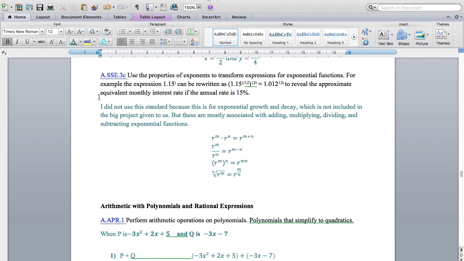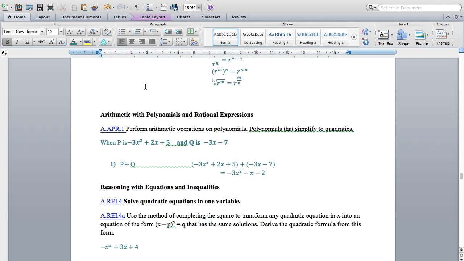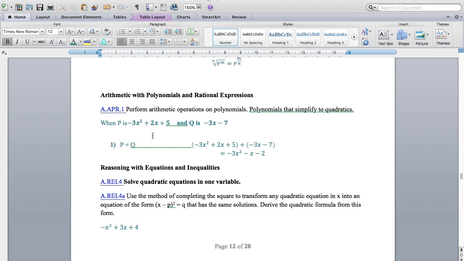And for this one, A-SSE 3c, I had to learn the skills to answer this, which is mostly related to exponential growth and decay, like adding, subtracting, multiplying, dividing the exponents. Arithmetic with polynomials and rational expressions. For A-APR, I've learned that we had to replace the equations or numbers of the letters into the equations that are given.